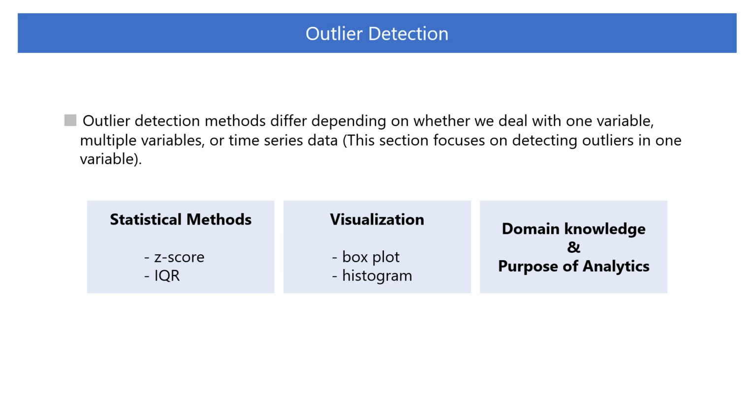Common statistical methods for outlier detection include z-scores and IQR. Before identifying individual data points as outliers, it is also effective to use visualization techniques such as box plots and histograms to check whether outliers exist in the data. Visualization is useful to obtain an overall understanding of the data.